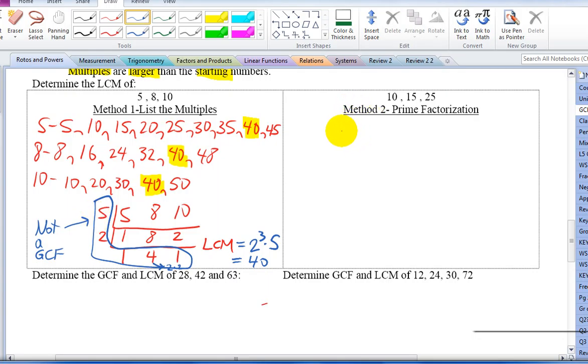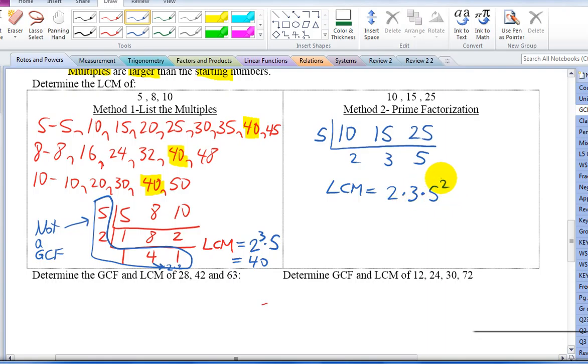So let's try this. 10, 15, and 25. Okay. What can we divide them all by? Yay! We had 2, 3, and 5. Can we do anything else? No. So what is our LCM as a product of primes? 2 times 3 times 5 squared. Okay, that's getting close to a calculator question, but it's not. Because 2 times 3 is 6. 5 squared is 25.